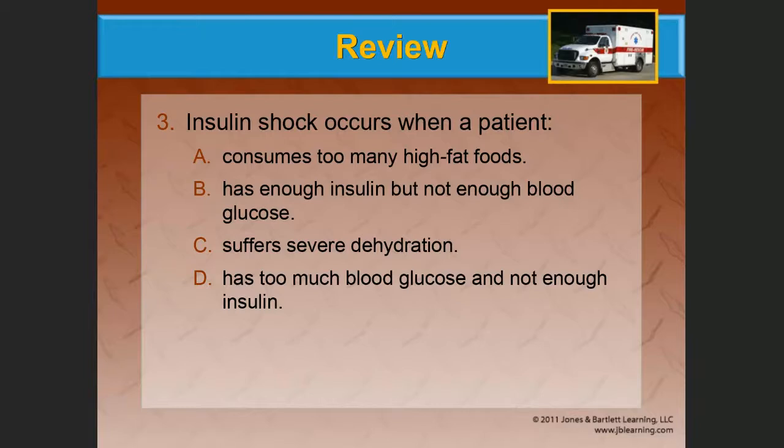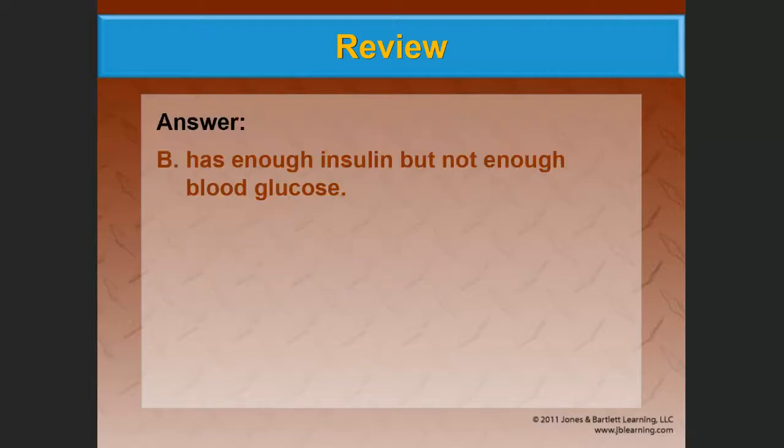Question number three. D. D? Yes. Has too much blood glucose and not enough insulin? Anybody else have anything? Is answer B, as in what? I hear B. B as in boy. Yeah, B as in boy. Enough insulin, but not enough blood glucose. Okay. B is correct. All right.